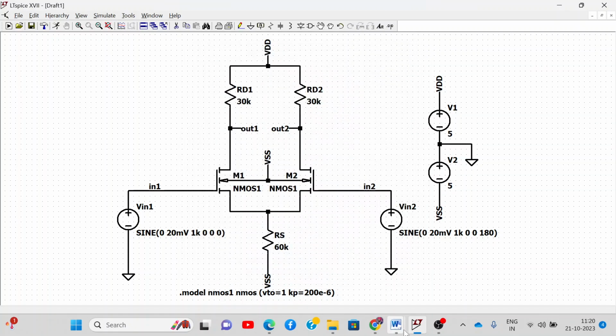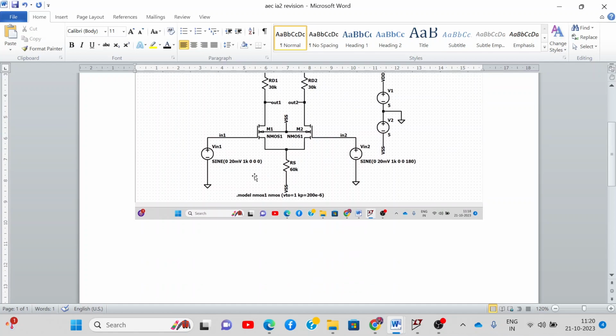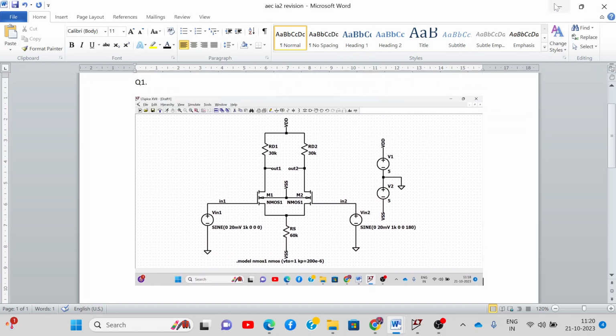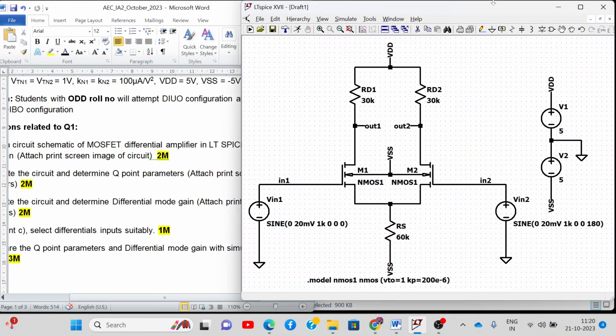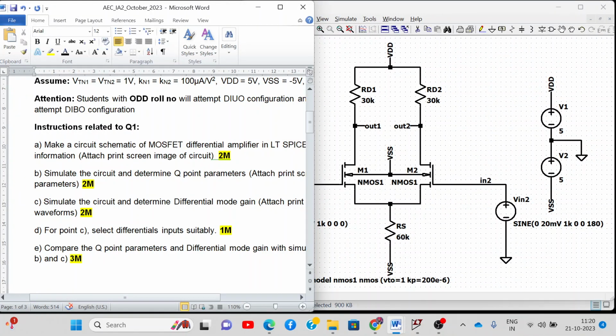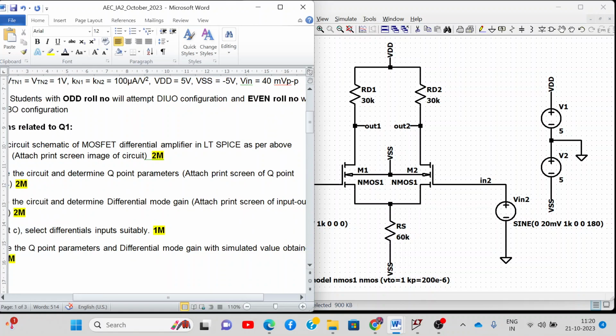Alright, so I've taken the print screen. This is the first thing you need to do. Take the print screen. Alright, next, you simulate the circuit and determine the Q point of the circuit.